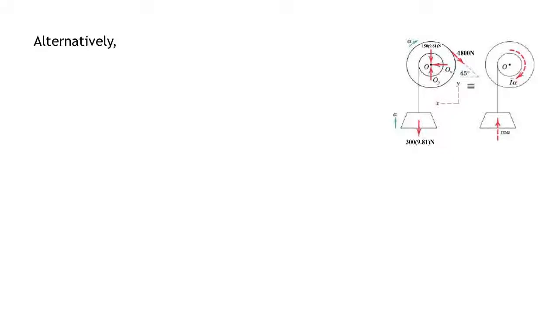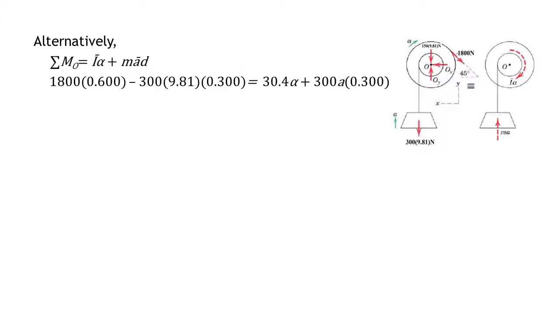Alternatively, we may use a more condensed approach by drawing the free body diagram of the entire system, thus eliminating reference to T, which becomes internal to the new system. From the kinetic diagram for this system, we see that the moment sum about O must equal the resultant couple I-bar alpha for the drums, plus the moment of the resultant m a for the block. Thus, the sum of moments at O is equal to I-bar alpha plus m a-bar d.